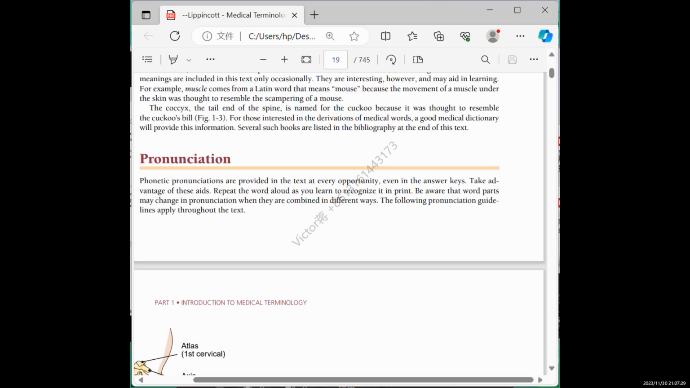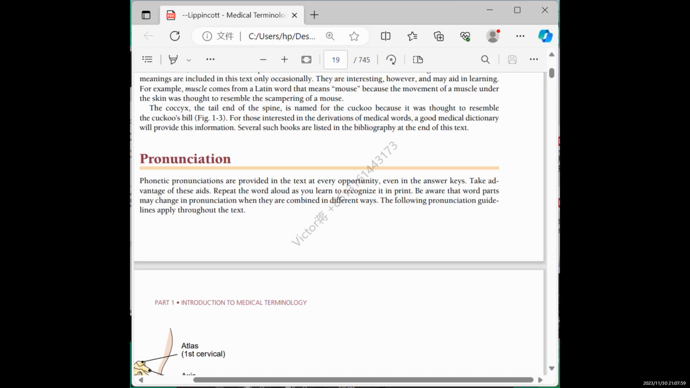You have to repeat and speak out, and in the end you find that it's a part of you, and then you don't feel that awkward as when you first came to learn it. The second time, third time, you find that this kind of medical terminology is so easy, right? So you have to be aware that word parts can change in pronunciation when they are combined in different ways.